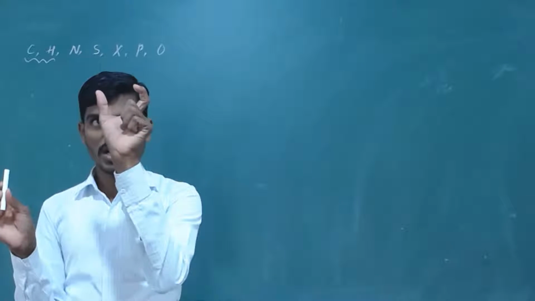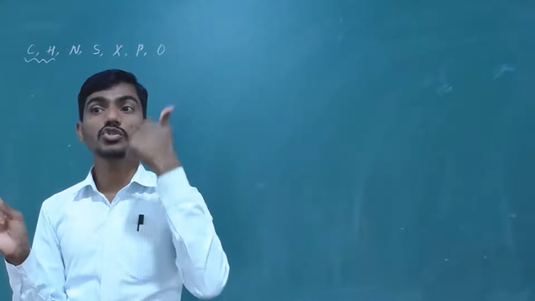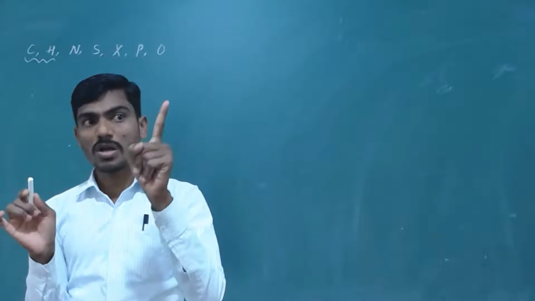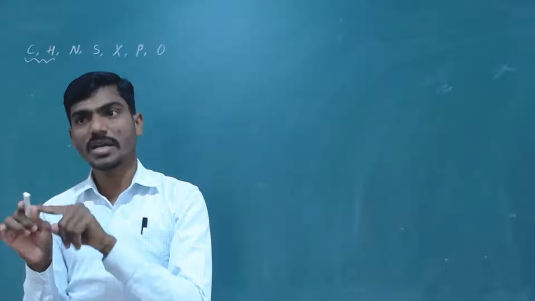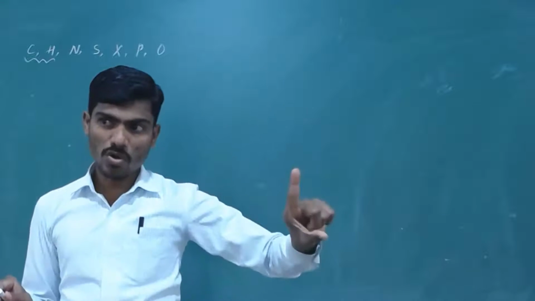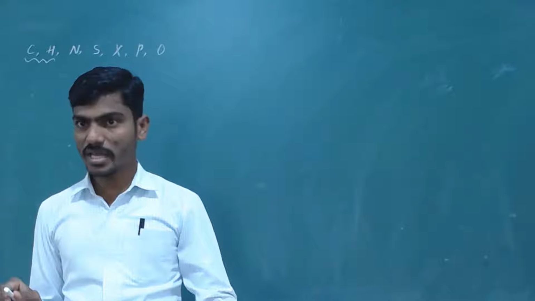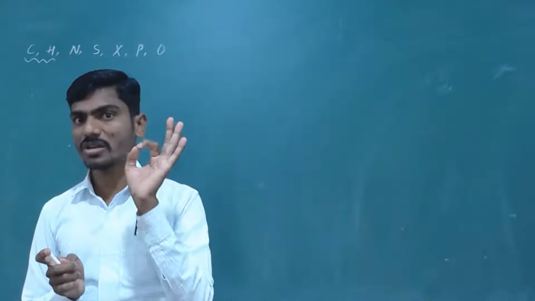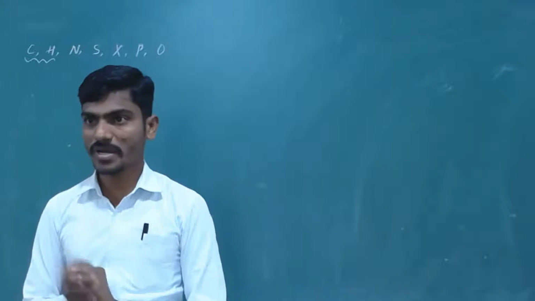If the color changes from colorless to blue, that indicates water molecules are evolved. Water evolved means the compound contains hydrogen. Now if the lime water turns milky, that indicates carbon dioxide is present. So detection of carbon and hydrogen is completed.